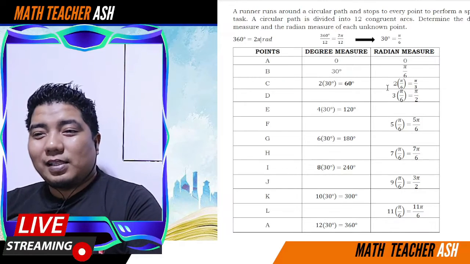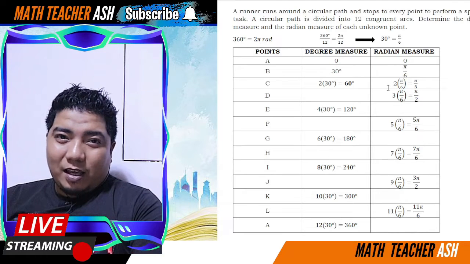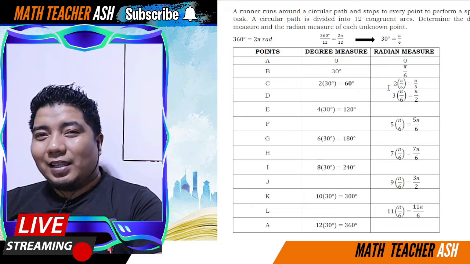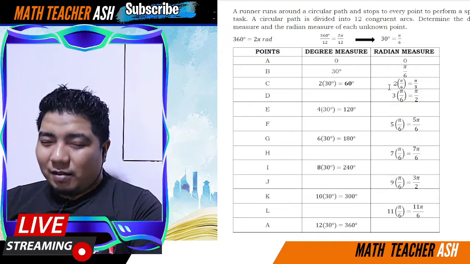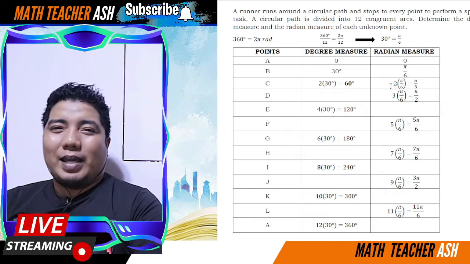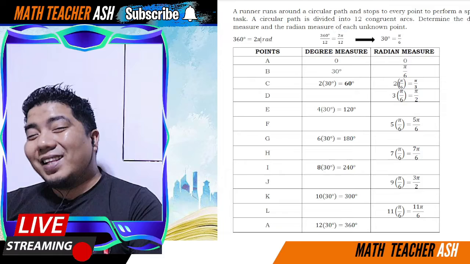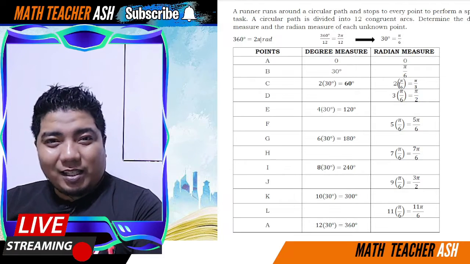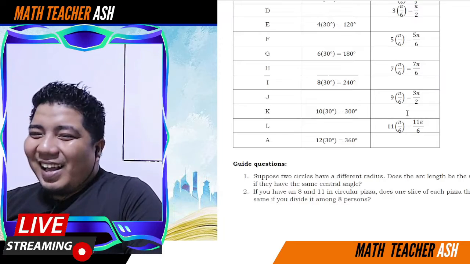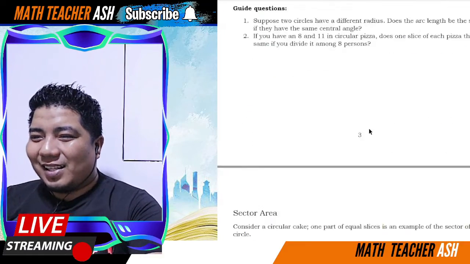So I hope that is clear, my dear math learners. Ulit, kapag given ang degree, i-multiply mo lang siya sa pi over 180. Kapag given naman ang radian measure, you just multiply it to 180 over pi. Because that is the conversion: in 1 pi, there are 180 degrees, and in 180 degrees, there is 1 pi. Okay. Easy, right? Yes, easy lang talaga, my dear math learners. Okay, now let us continue.